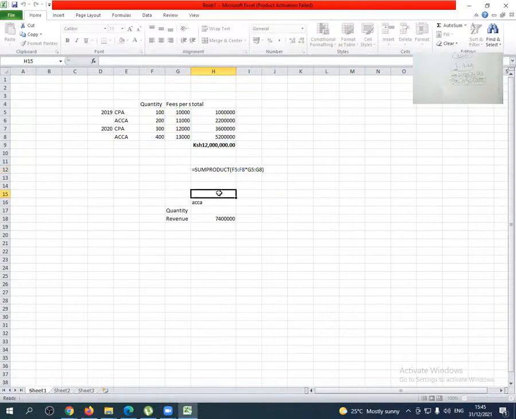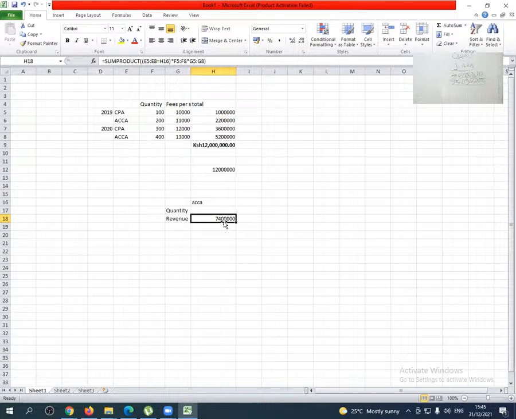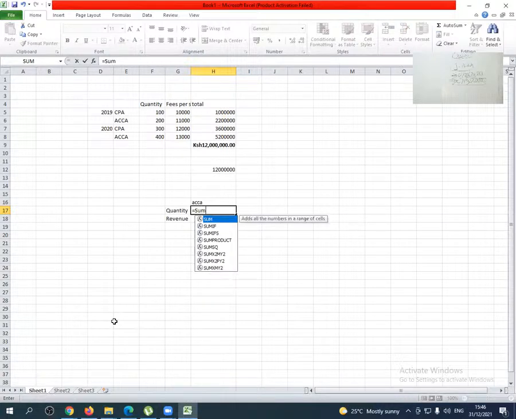Ladies and gentlemen, the most important thing will be for us to appreciate, assuming that somebody was to give you this kind of data, and then he needs you to, for example, get the ACCA number of students that we have. This is quite easy. You can add directly. But what if there were like 100 rows? So what you need to do is to say equals. When you say equals, there say some product. I can see it is there, I'll tab.